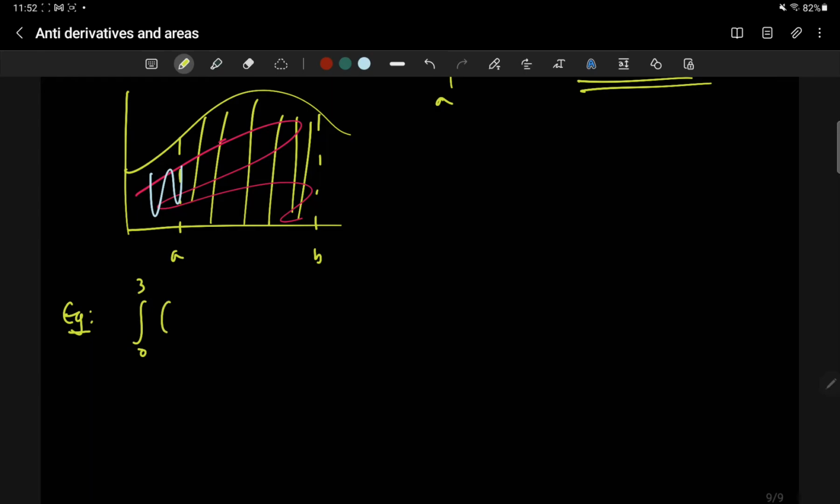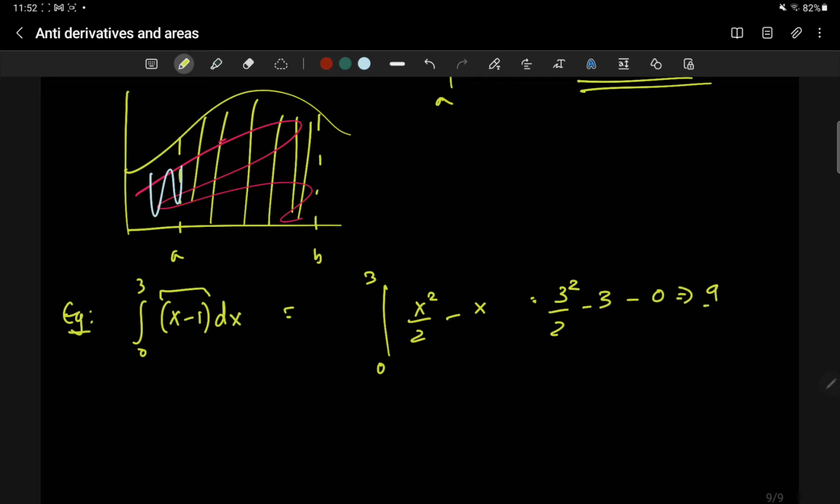The integral from 0 to 3 of x minus 1 dx. Now, for this, my small f is x minus 1, so I can find the antiderivative, my capital F, which is going to be x squared over 2 minus x, and my limits are 0 to 3. So this would be 3 squared over 2 minus 3 minus 0, which is 9 over 2 minus 3, which is 3 halves, or 1.5.